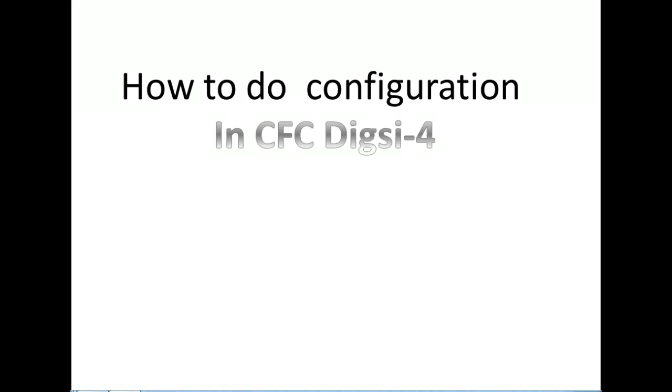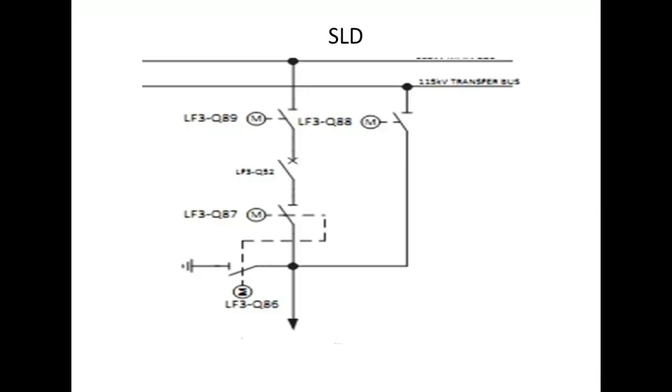Here we are going to do configuration in CFC on DIGSI 4. For this SLD has one main bus and one transfer bus. The main bus is linked with the feeder through two isolators and one breaker, and the transfer bus is linked with the feeder by one isolator, Q88, and we have one line switch. These all have some interlock among them.